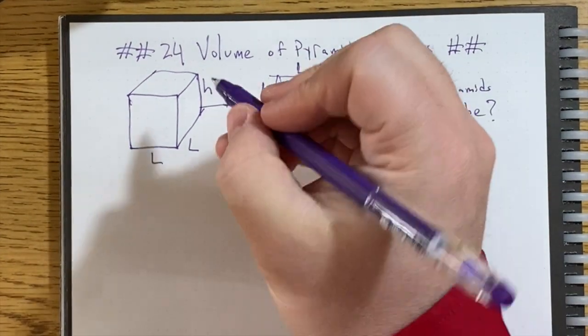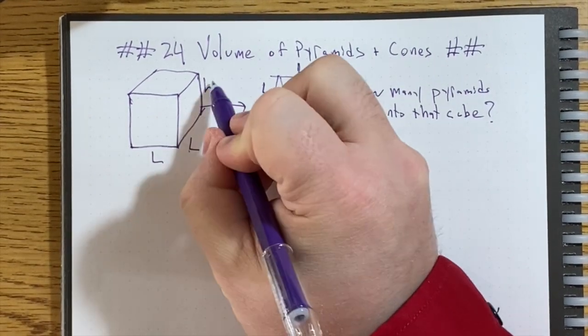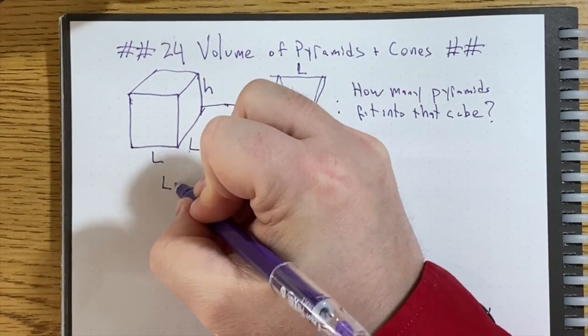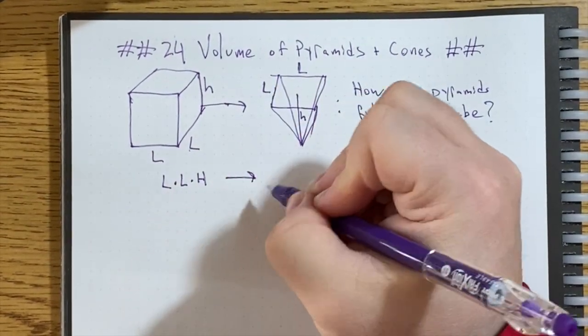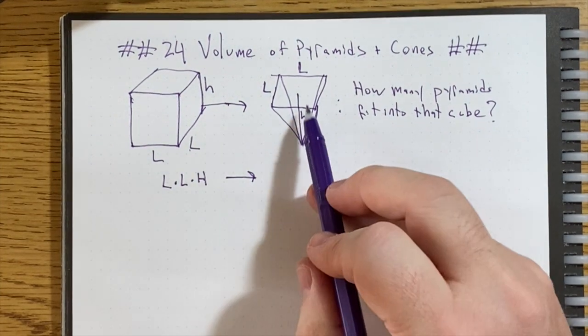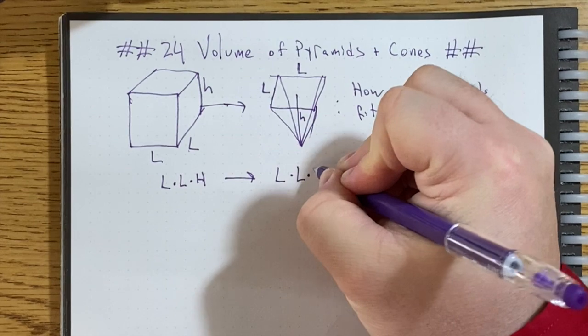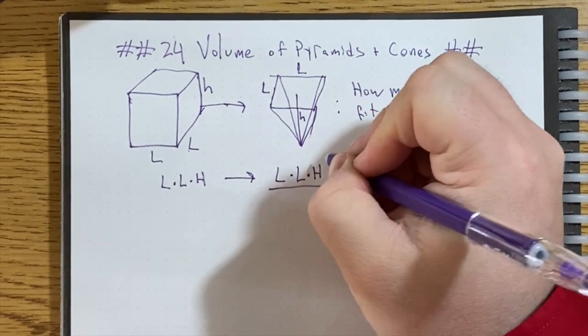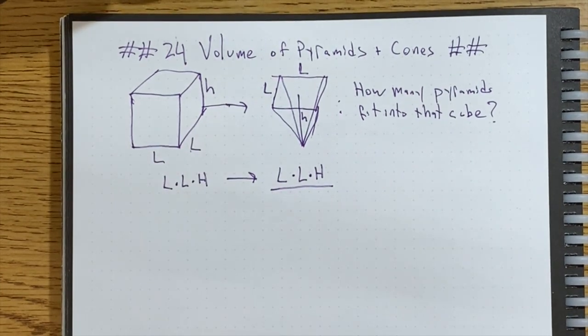The reason for this is we know how to find the volume of this. It's the area of the base times the height, so this is just L times H. And since we know a certain amount of these pyramids are going to fit into here, we're just going to do L times H and divide it by how many specific pyramids fit into this cube.